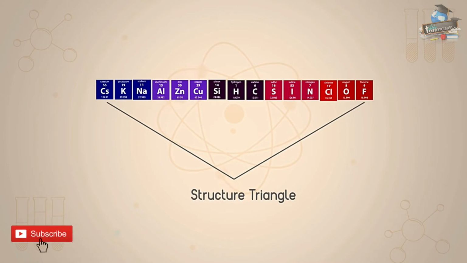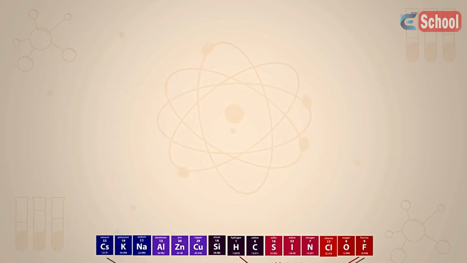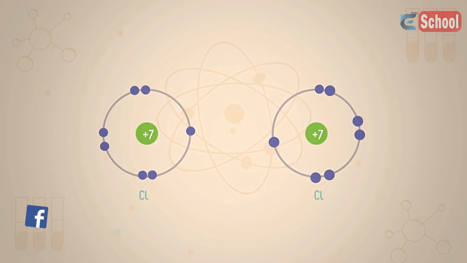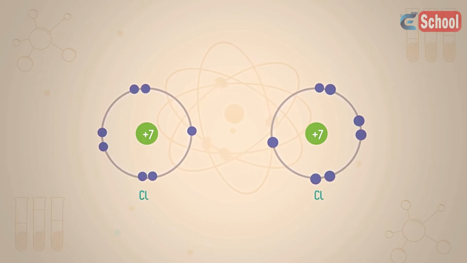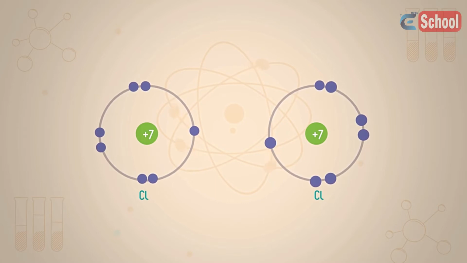When non-metals bond with each other, we get small, self-contained molecules, substances that are already gases or will vaporize easily. These are called volatile. Don't confuse this with being reactive. Consider chlorine. Its 7 outer electrons are held by an effective nuclear charge from the nucleus of +7, as we saw in Part 1 of this video.